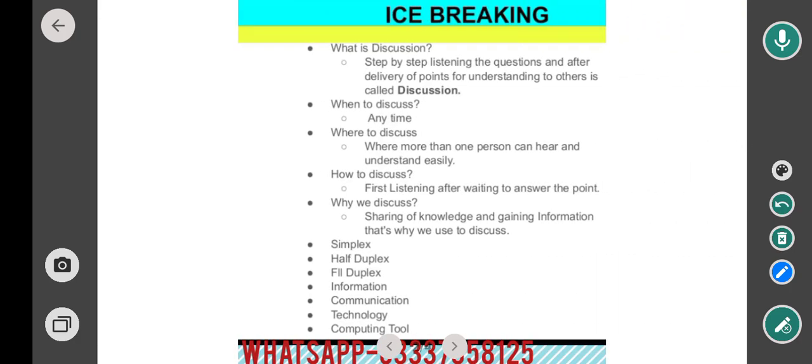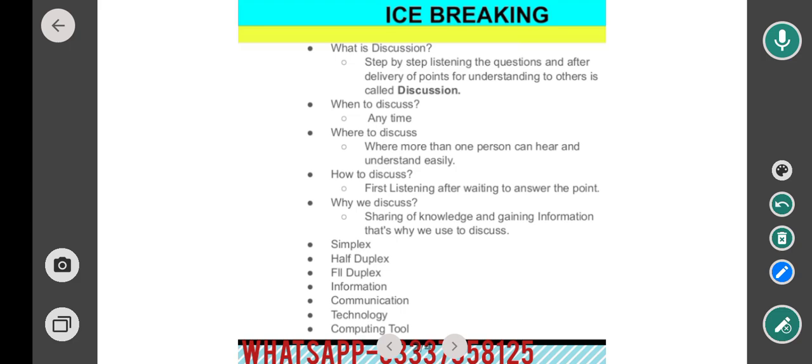Basically, that is one type of questionnaire from you, and I would like to explain what this question is. Listening to the questions step by step and, after delivery of points, explaining them for understanding by others is called discussion. Now here is another question: where to discuss? Anytime you can discuss. Where to discuss: where more than one person can hear and understand easily.